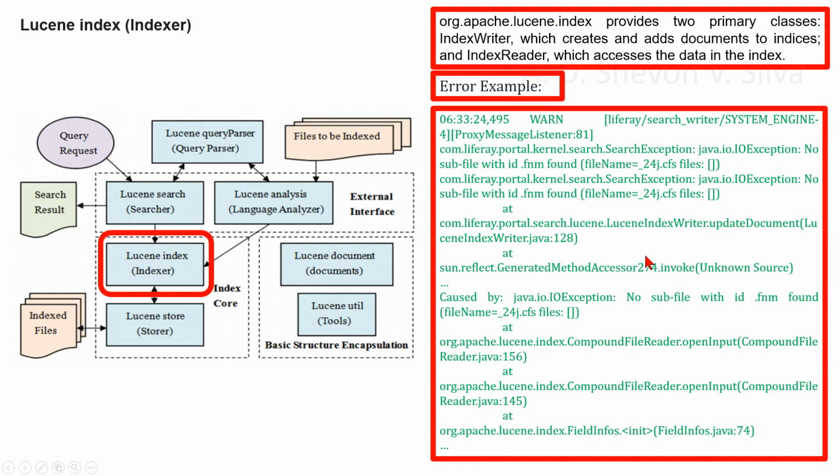As an error example, we can consider this one: Java IOException, no subfile with id .fnm found, etc. And here, com.library.portal.search.lucene IndexWriter.updateDocument, etc. And here, org.apache.lucene.index.FieldInfos, etc. And here you can see the CompoundFileReader also.